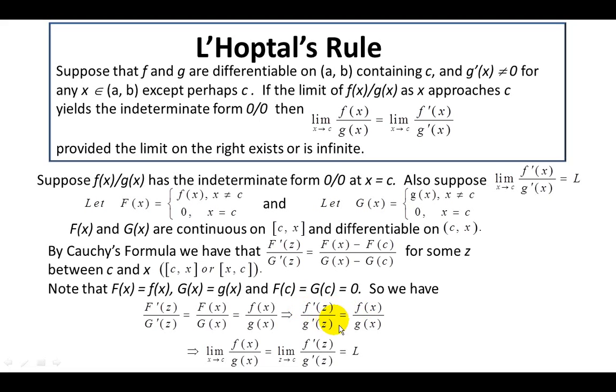Now here's the thing. Notice that if I work with this, f of x over g of x, and I let x go to c, that's exactly the same as if I let z go to c over here. So the limit as x goes to c of f of x over g of x is definitely equal to the limit as z goes to c of f prime of z over g prime of z. And we've already said that that equals L. So here, this is what we wanted to show.